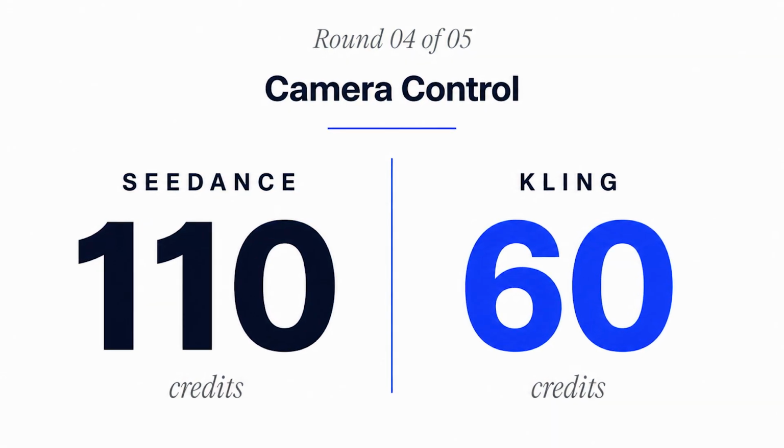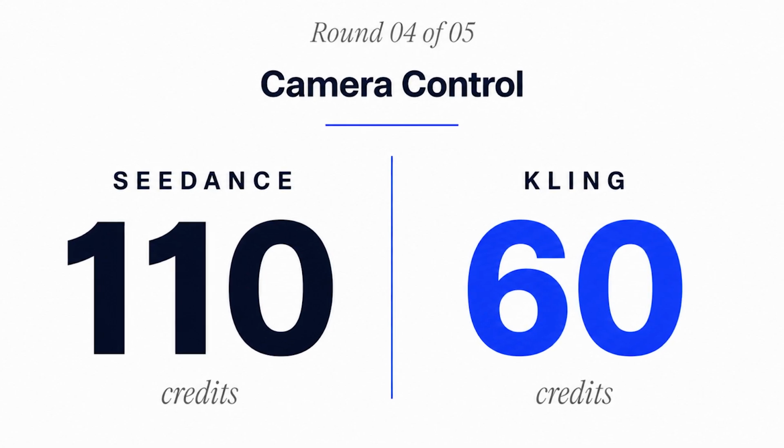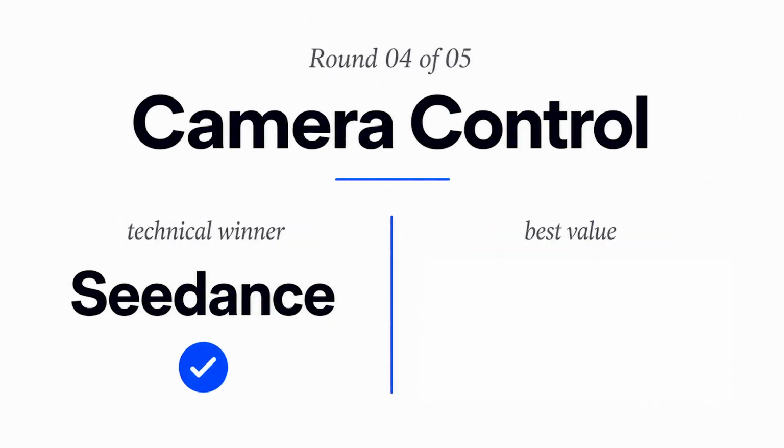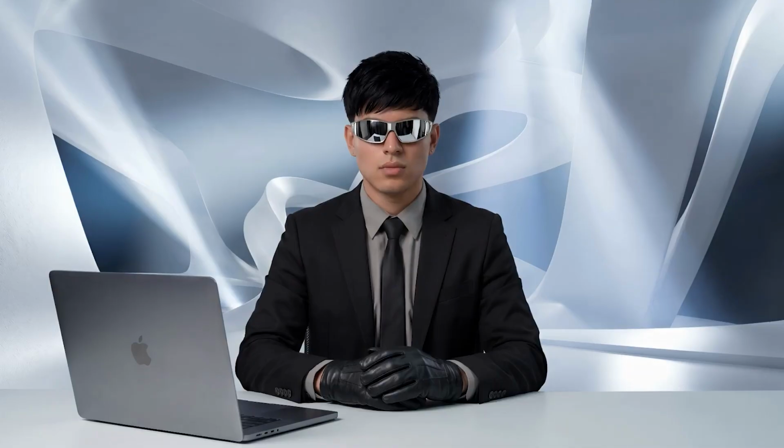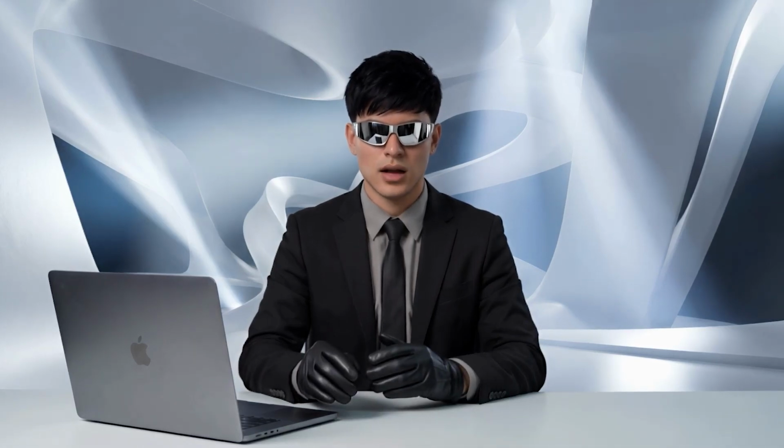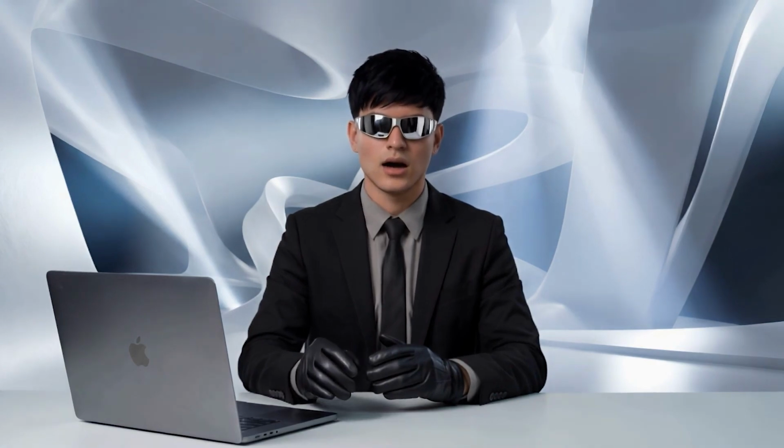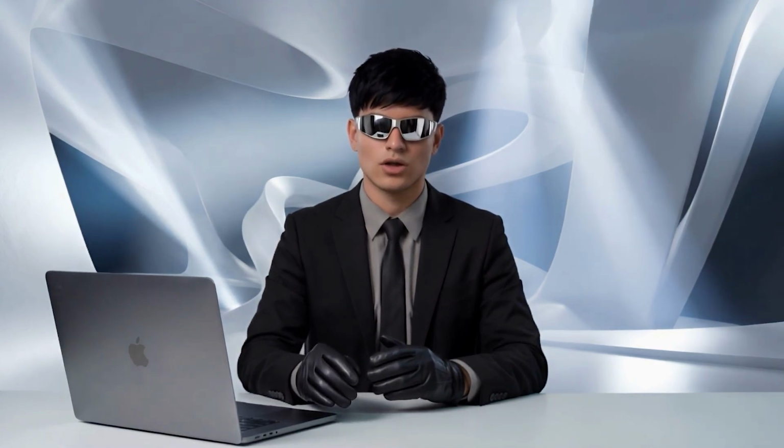Seedance, 110 credits. Kling, 60. Technical winner, Seedance. Best value, depends. If you need complex camera movement, Seedance is worth the extra credit. But if you only need a simple cinematic shot, Kling is cheaper and still looks great. So for hero shots, narrative scenes, complex camera moves, Seedance wins. For simpler social clips, Kling is still solid.